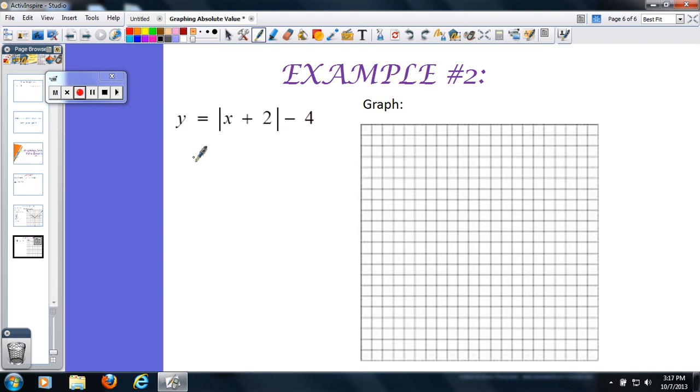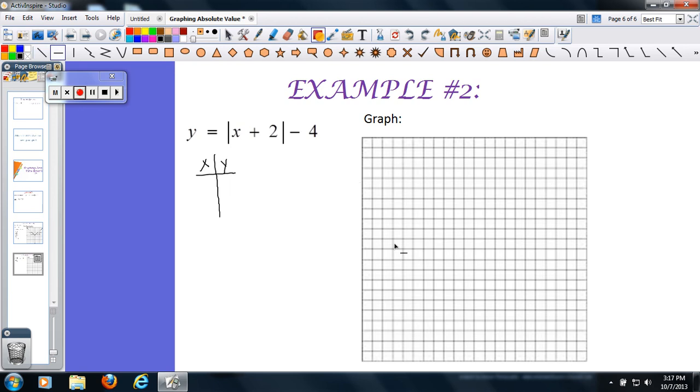So now let's go ahead and look at y equals the absolute value of x plus 2, minus 4. Okay? So again, we're going to use our x and our y axis. I'm going to go ahead and set up our x and our y axis. So about right here.